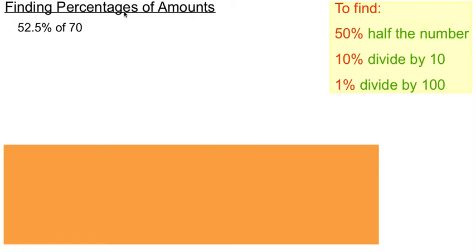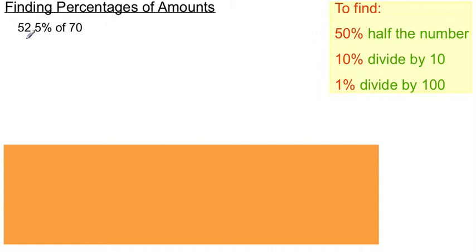Of amounts. Now, these three points you need to know when you're finding percentages of amounts. To find out 50%, you halve the number, 10% you divide by 10, and 1%, which is where percentages comes from the French, percent, out of 100, you divide by 100. So if we have a look at this question here, 52.5% of 70.